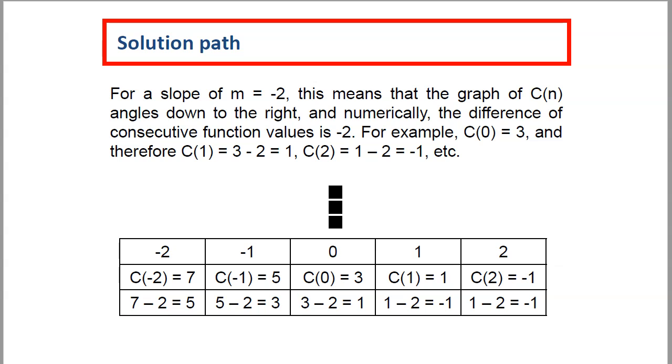For example, if C of 0 is 3, then C of 1 will be 3 minus 2, which is 1. C of 2 will be 1 minus 2, which is -1, etc. And you can see these function values are all listed here. And then that last row shows the difference in function values. 7 minus 2 is 5, that's the next one. 5 minus 2 is 3, that's the next one. 3 minus 2 is 1, that's the next one. And 1 minus 2 is -1, that's the next one.